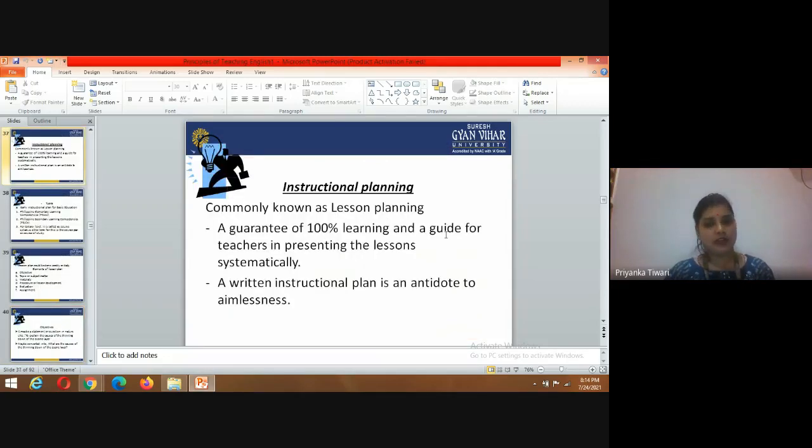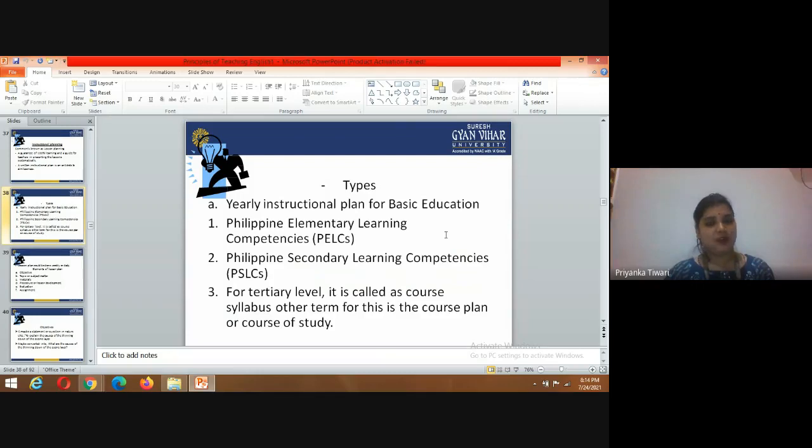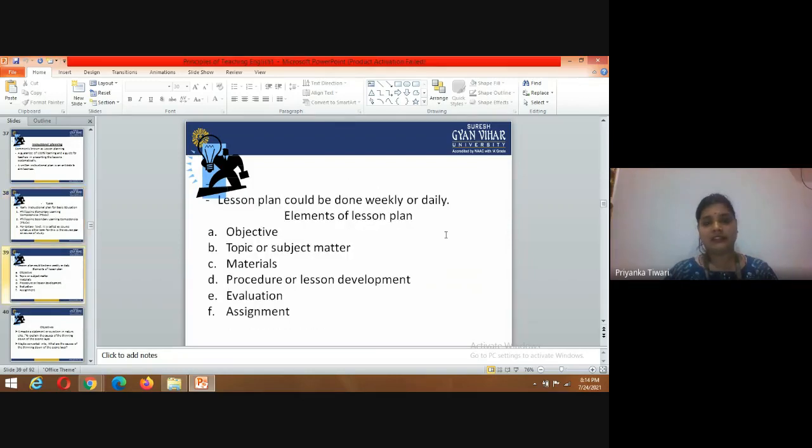Instructional planning also we have discussed, and types of yearly instructional plan, and for secondary, learning competencies, and for tertiary level it is called the course syllabus. Another term for this is the course plan or course of study. And a lesson plan could be done weekly or daily. Elements of a lesson plan are the objective, topic or subject matter, materials, procedure or lesson development, evaluation, and assignment.